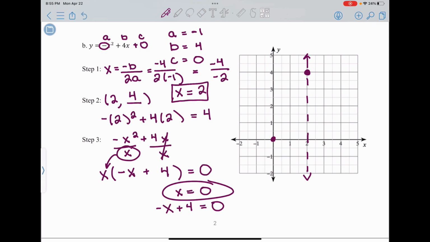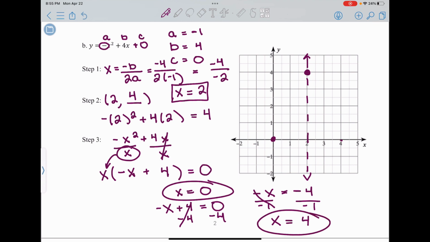And for the second equation, the opposite of adding 4 is subtracting 4. So I'll be left with negative x equals negative 4. But I can't have negative x, so I'm going to divide by a negative 1 on both sides, which will give me that positive x equals positive 4. And that is my other x-intercept.